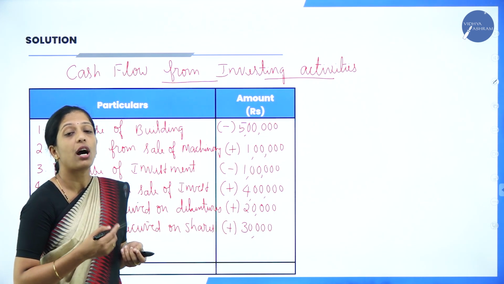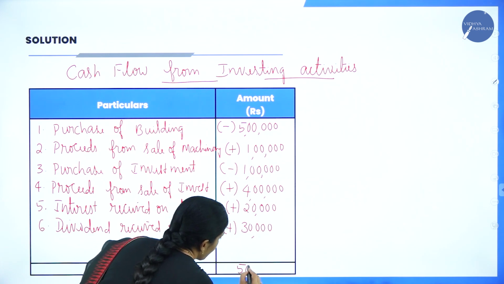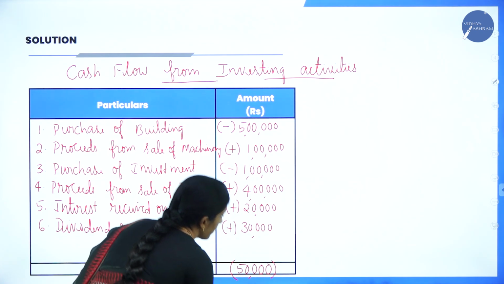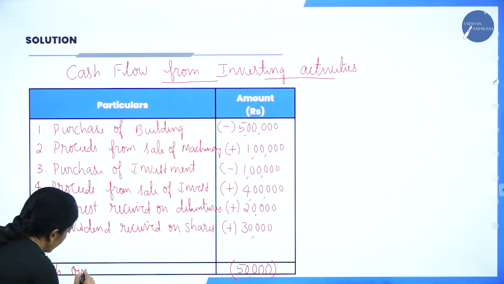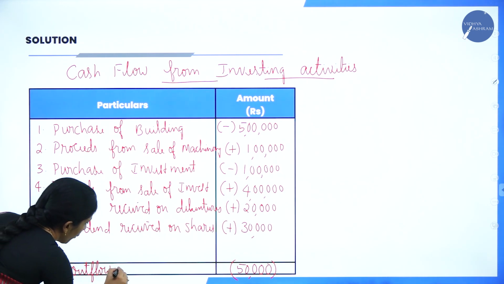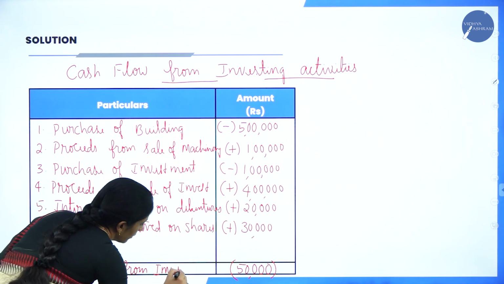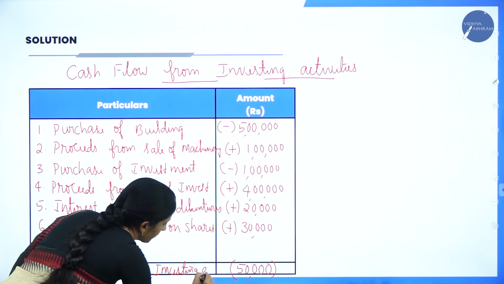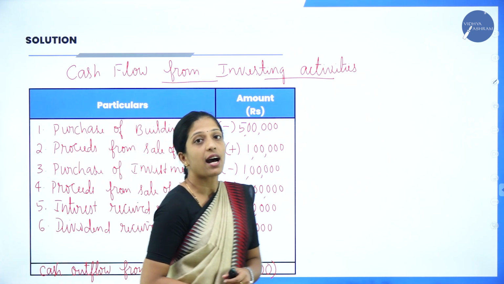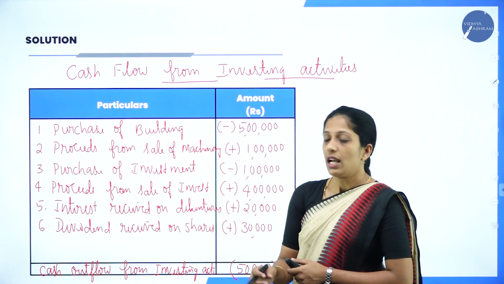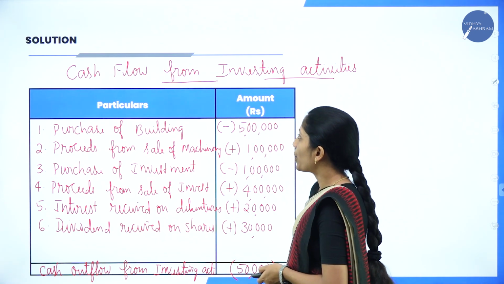So it is what? Cash outflow from investing activities. That is minus 50,000. So your answer is cash outflow from investing activities. Since the answer is negative, it is cash outflow. If the answer is positive, then it is cash inflow from investing activity. So hope you are clear about it.